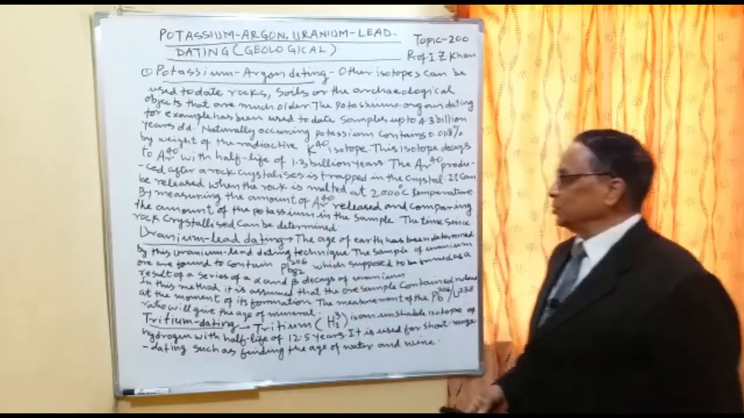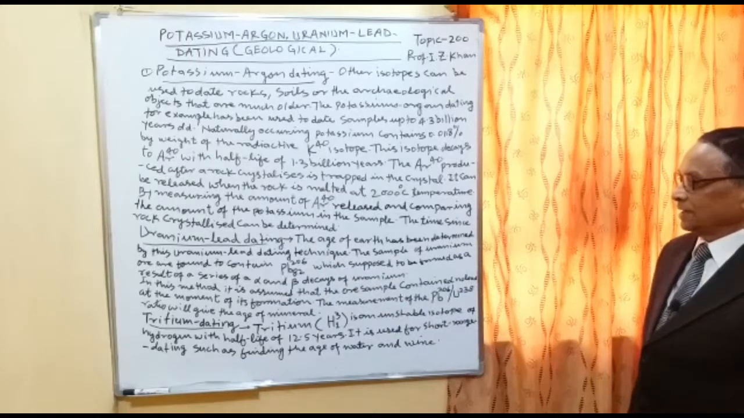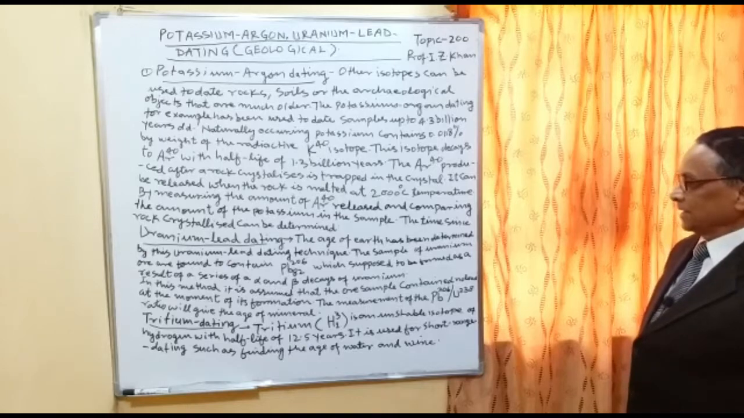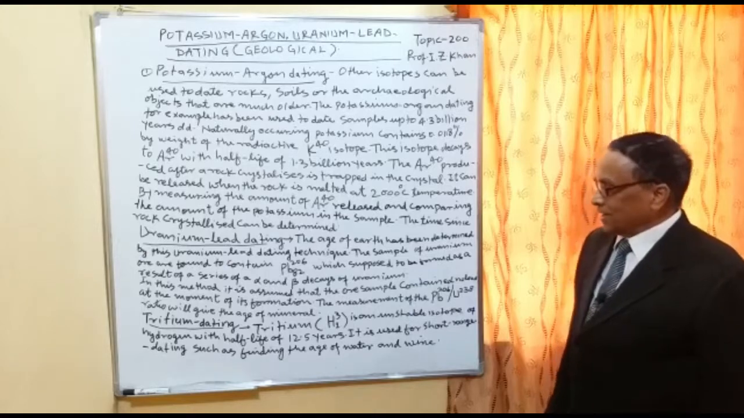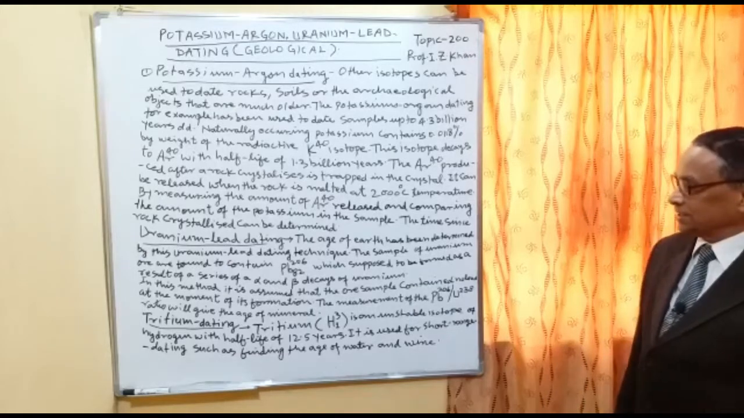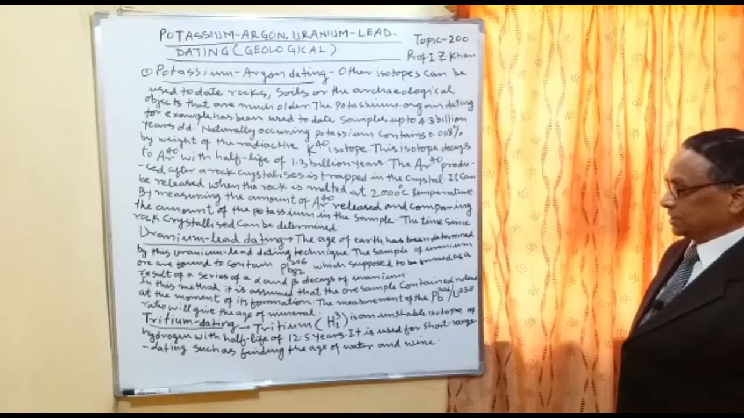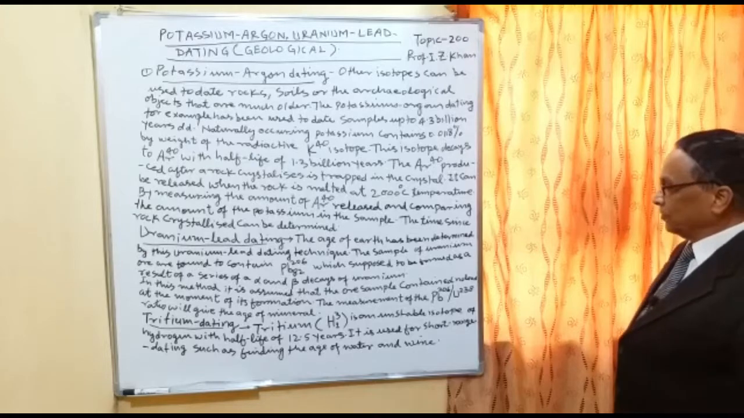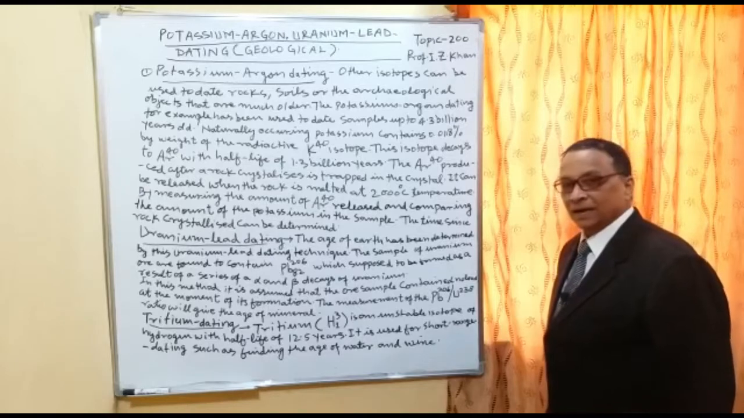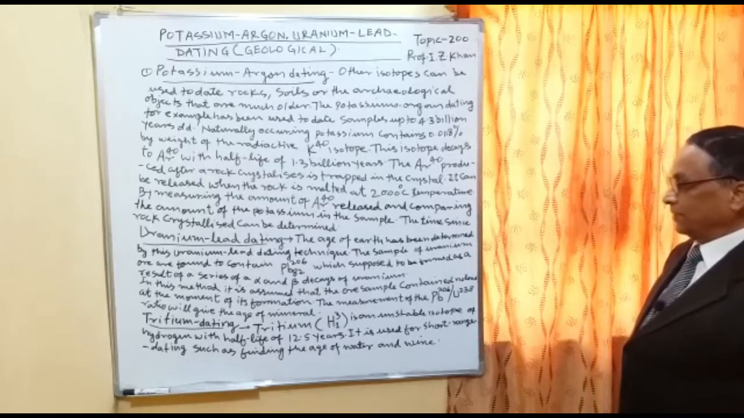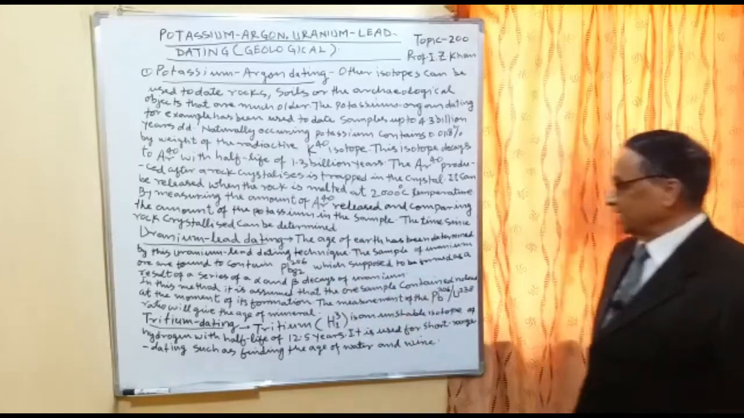The other one is uranium-lead dating. The age of the Earth has been determined by using the uranium-lead dating technique. Samples of uranium ore are found to contain lead-206, where the atomic mass is 206 and the atomic number is 82, which is supposed to be formed as a result of a series of alpha and beta decays of uranium. So this lead is found only after alpha and beta decay of the uranium.